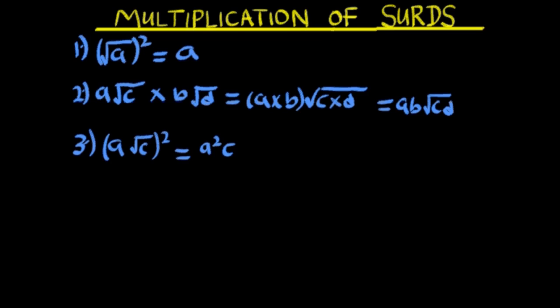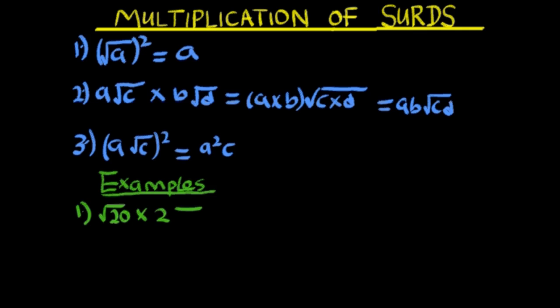Let's play with one or two classic examples that will help drive home the point. Now we have examples. Suppose we are given root 20 multiplied by 2 root 60 multiplied by root 48. How do we evaluate this whole piece, right?